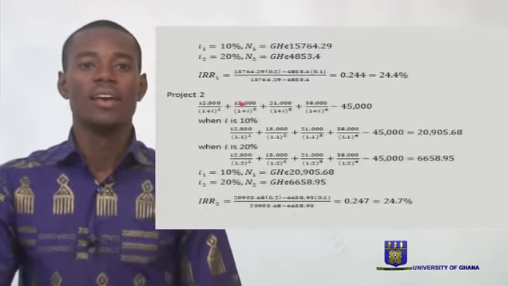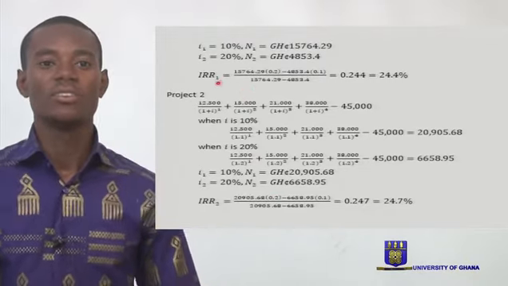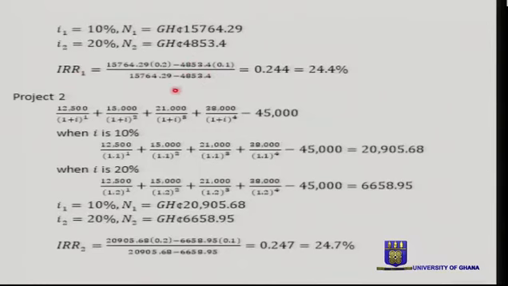So here I take my IRR. My IRR here is this expression. What I do here is I take my I2, so this value here, my N1, I multiply it by I2, minus, now I come to the second one, N2, I multiply it by I1. Then what I do next is to find the difference between my N1 minus N2. And what I have is 0.244, which is the same as 24.4%. And so what we are saying is at 24.4%, my NPV would be zero.